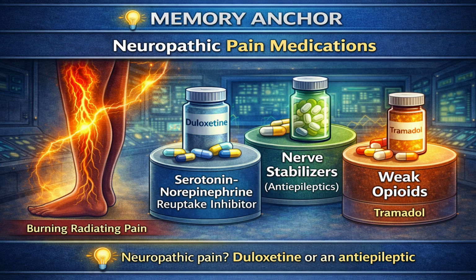Neuropathic pain is nerve pain, so anti-inflammatories usually don't work. Instead, we treat the nerve itself. Common options include duloxetine or nerve stabilizers, such as gabapentin or pregabalin. If they have burning or radiating pain, think neuropathic pain and duloxetine.